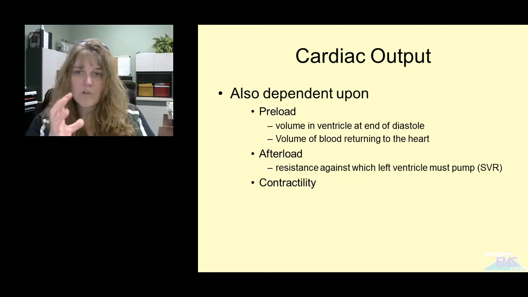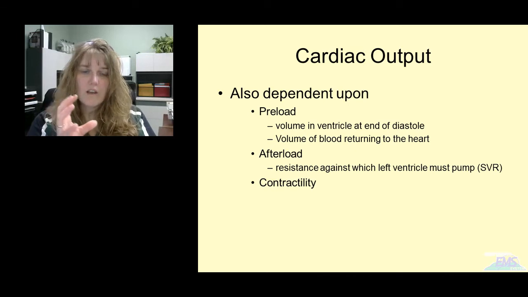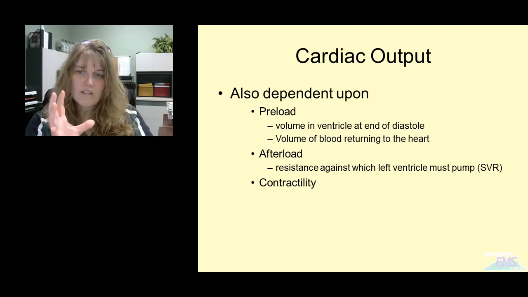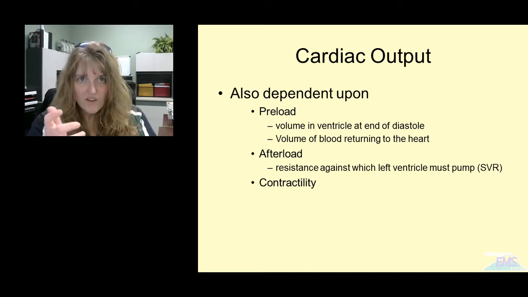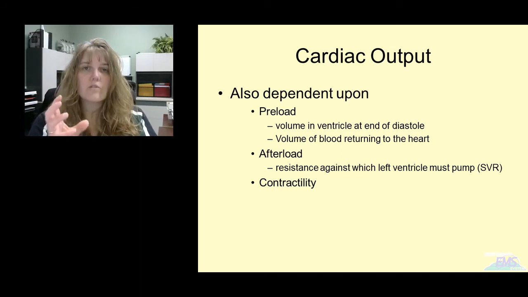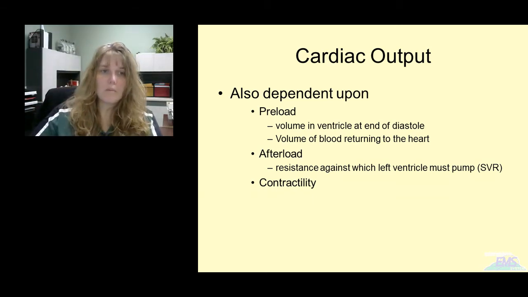So you also have contractility. If the heart is stretched out, we talked about the cardiac enlargement, the enlarged heart. If you have that increased size, it actually weakens the heart and the contractility isn't as good. So a lot of times you'll see those patients are prescribed medications to improve the contractility of the heart to help it be able to pump.